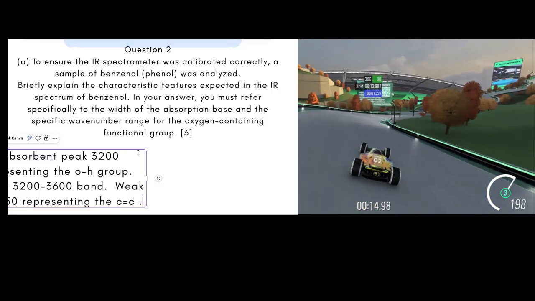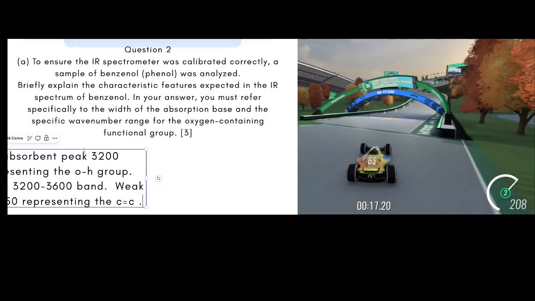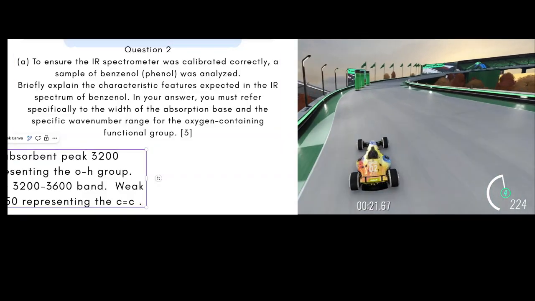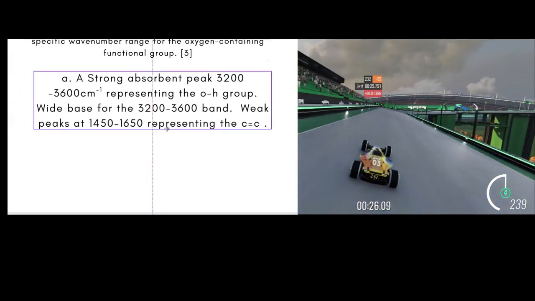Whenever we're referencing what kind of thing we're going to see, we want to reference both the strength of the band, where it's at, and what we're going to see. So we want to be descriptive in our band itself there.